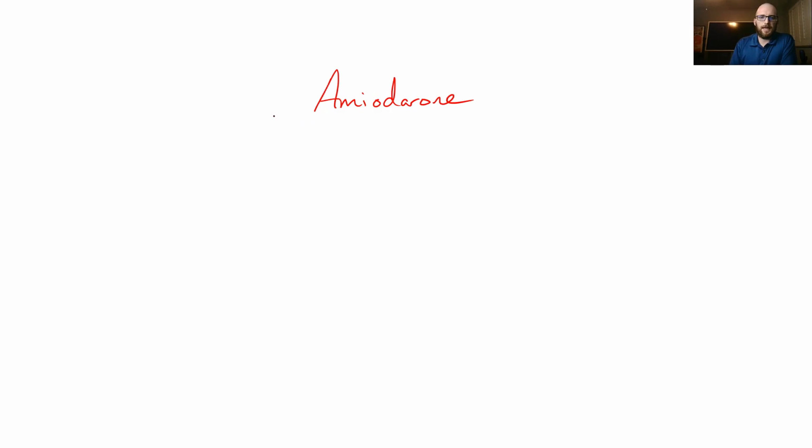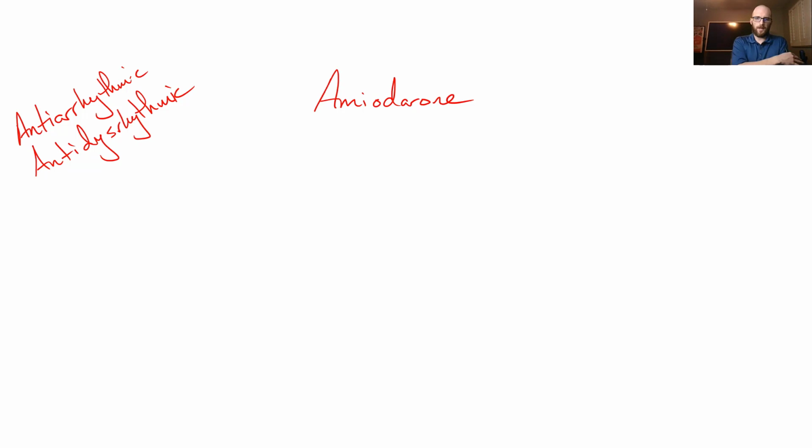So amiodarone is an antiarrhythmic, or antidysrhythmic. Those are interchangeable terms. Some people are more likely to use antidysrhythmics, others antiarrhythmics. Either way, it's just fine. When you look at the class of antiarrhythmics, there are really 4+ types. Amiodarone falls into one of those types. Adenosine is an antiarrhythmic, different category. Lidocaine is also an antiarrhythmic, different category. Calcium channel blockers, beta blockers, antiarrhythmics, just different categories.